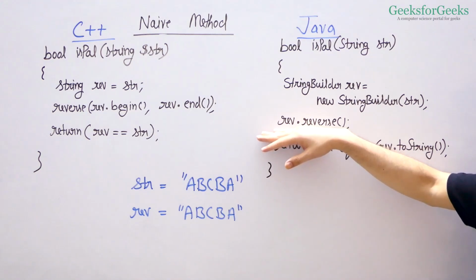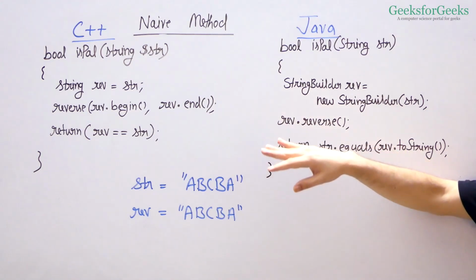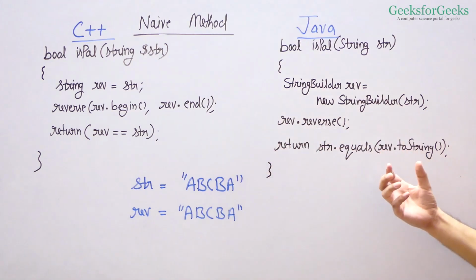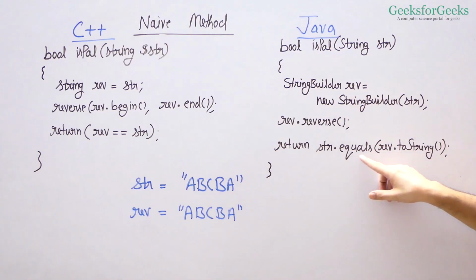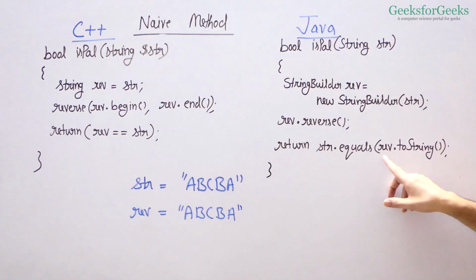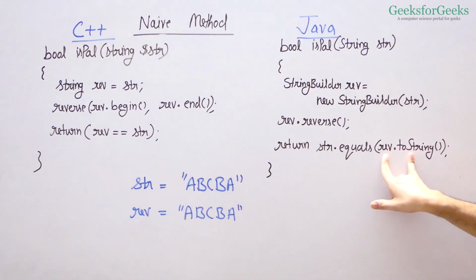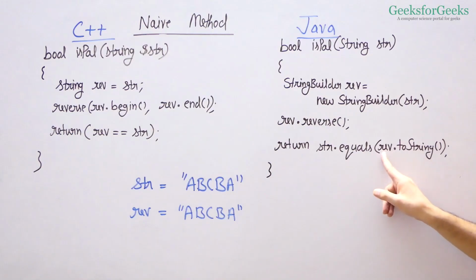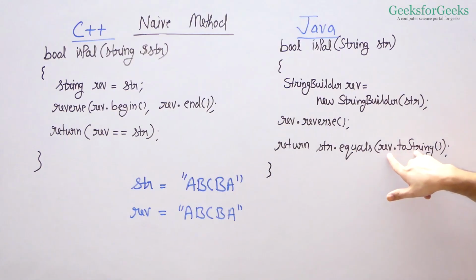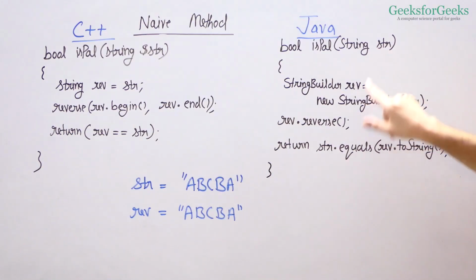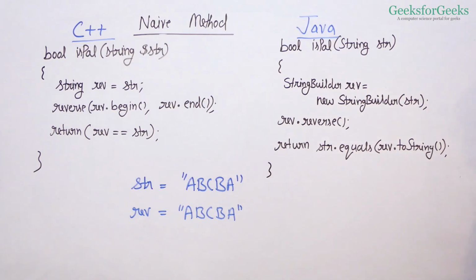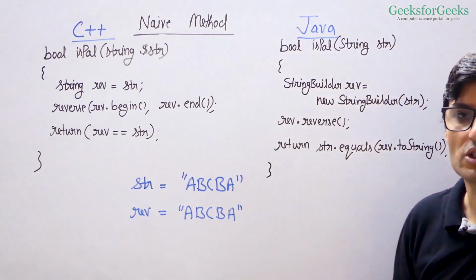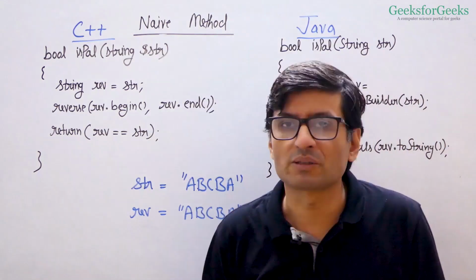So we reverse this string builder object, and now all we need to do is compare this rev with str. So we call str.equals and we compare it with the string equivalent of the string builder. So we call toString function on the string builder object. So we get a string here and we had our input string. These two strings are compared and we check whether they are same or not. So this is how we check in both C++ and Java.